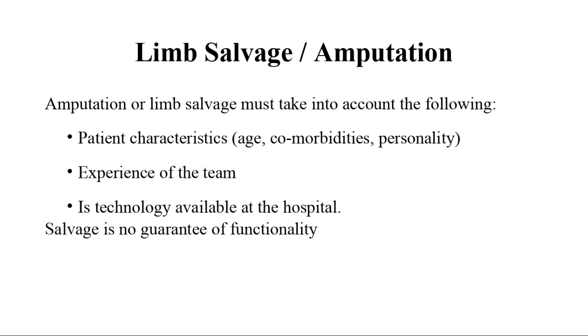So, limb salvage versus amputation. Salvage is no guarantee of functionality, and that's important. So when you're going to do the salvage, consider the experience of the team and whether the technology is available at the hospital. If the technology is not available at the hospital, then don't struggle and do all of those things and end up giving the patient a significantly suboptimal result, because it's function. It is function. So that's the end of my presentation.